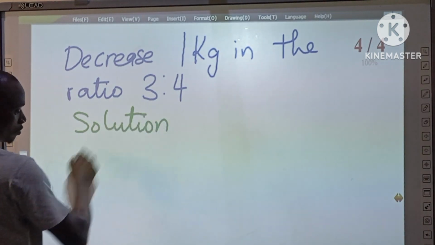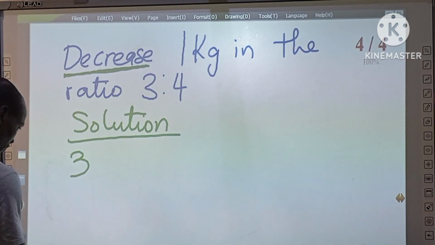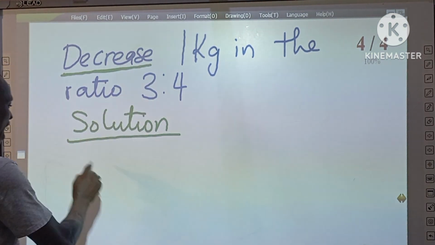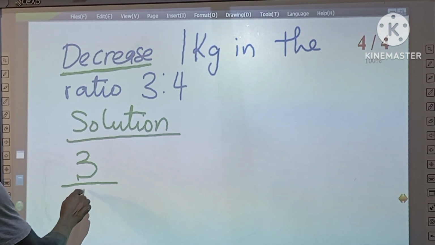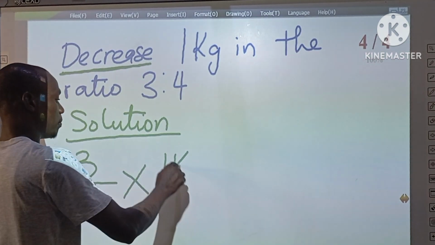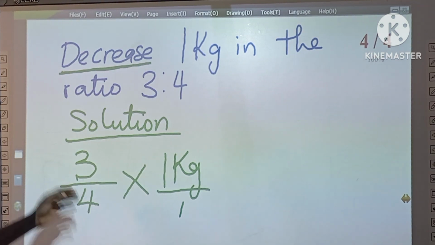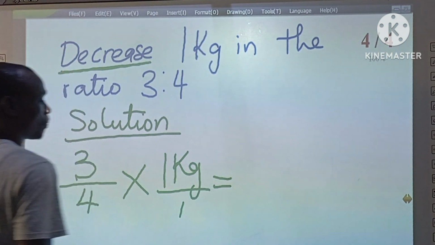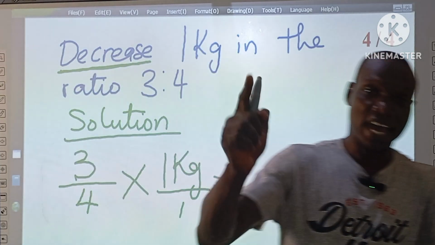Because we were asked to decrease, we will write a smaller ratio as our numerator and write the bigger ratio, which is 4, as our denominator. We use it to multiply 1 kilogram. Now, if you look at this question, it looks a little bit confusing. Look at this. 4 can't divide 1. So what am I going to write? In that case, I was supposed to convert 1 kilogram to gram. And we all know that 1,000 grams make 1 kilogram.